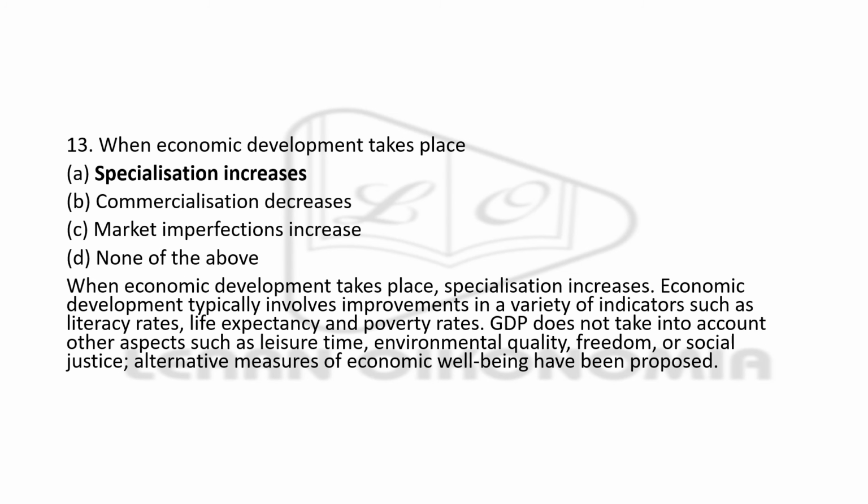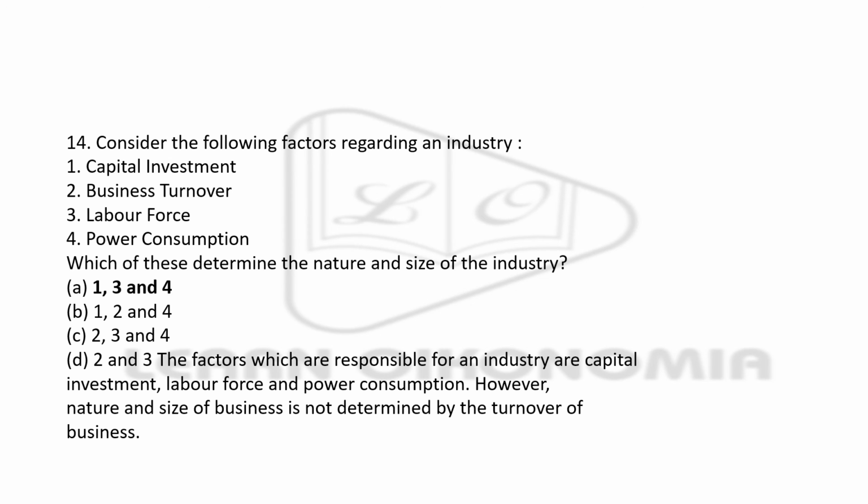Then, when economic development takes place, specialization is something which would increase. GDP doesn't take into consideration several other aspects in the economy, like environment, quality and all, which is something to deal with externalities. But just remember that when there is economic development, it is the specialization that increases. Now, consider the following factors: capital investment, business turnover, labor force and power consumption. Which of these would determine the nature and size of the industry? The right answer is 1, 3 and 4. Actually, it is not the labor force that would determine the size of the business.